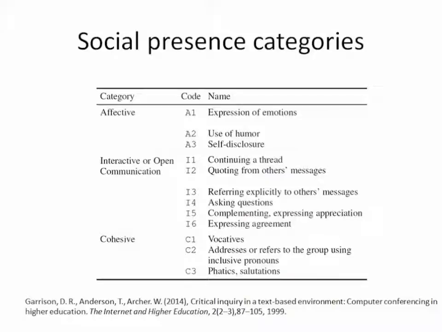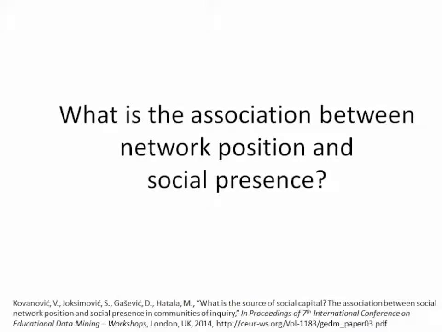The final component of social presence is cohesiveness. This group refers to the extent to which students refer to each other by their first names, or to what extent they are referring to the subgroups that may merge inside of the community they belong to, or to what extent they salutate to each other. The question then becomes, to what extent can a construct such as social presence explain network position of students? That is to say, what is the association between network position and social presence?